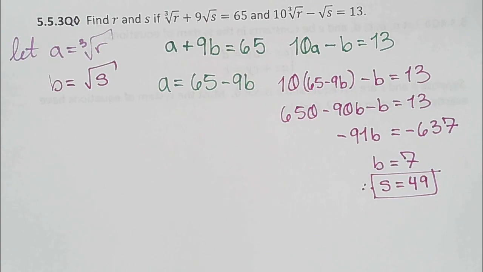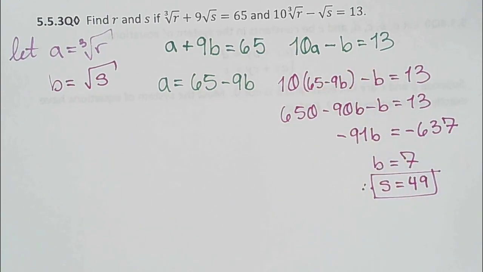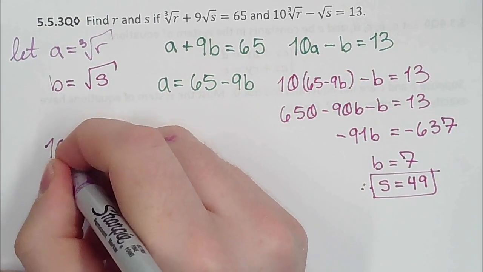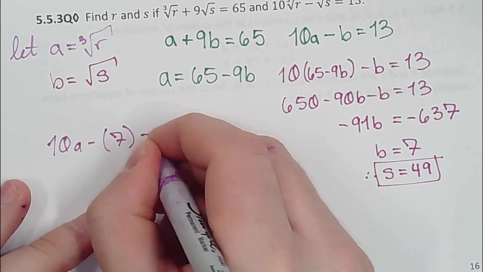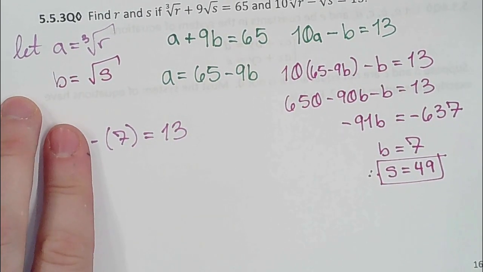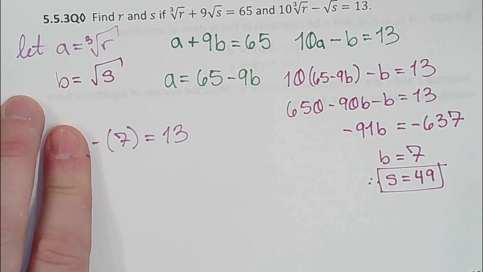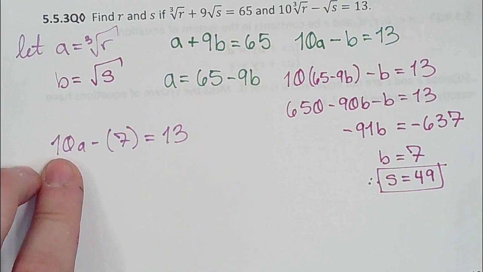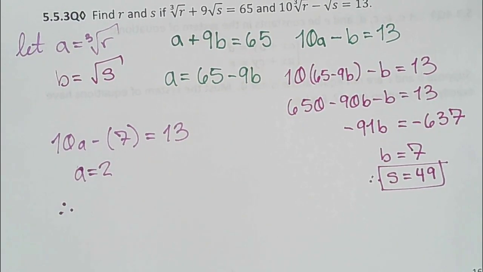Let's go find A. I'm going to use this equation right here just because I want to. 10A minus whatever B is. We said B was 7 equals 13. What minus 7 is 13? 20, right? So what times 10 gets me 20? So A is 2, which means what number do you take the cube root of to get 2?